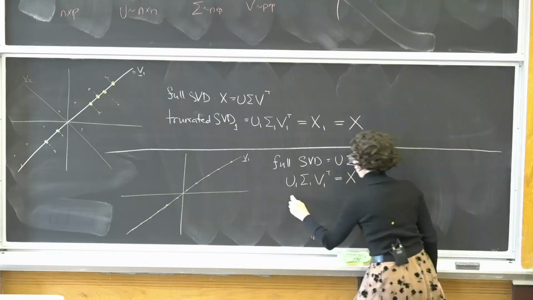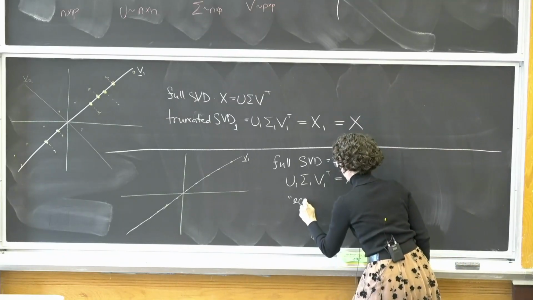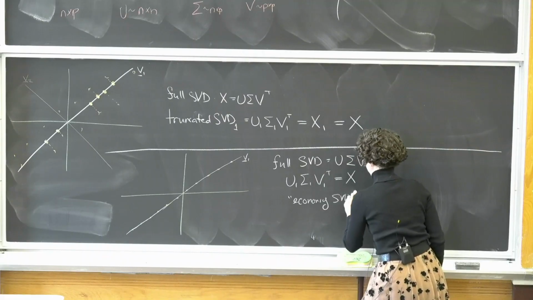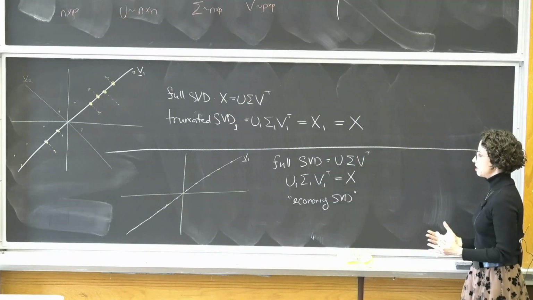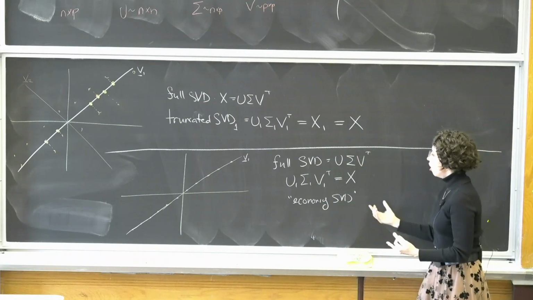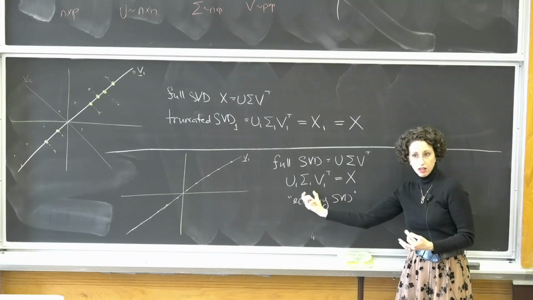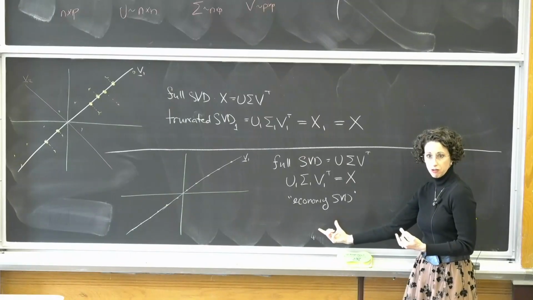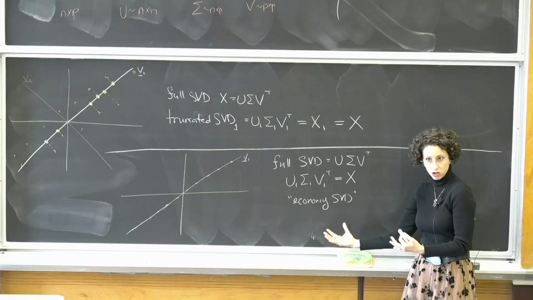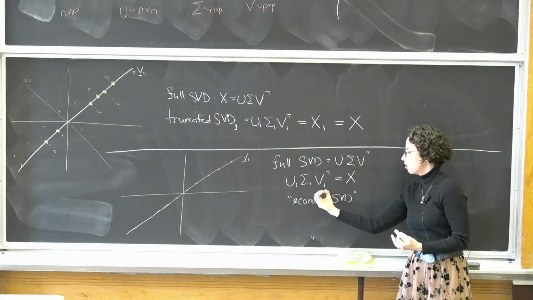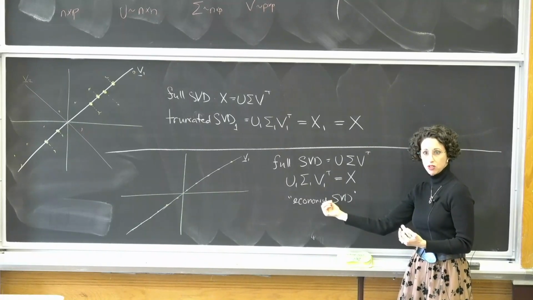And so this is now, I'm going to call it the economy SVD. And I'm using a different name to convey the fact that we are using smaller matrices in the SVD but we haven't lost any information. We're not cutting off information. We're just having a more efficient or smaller set of matrices to represent X.